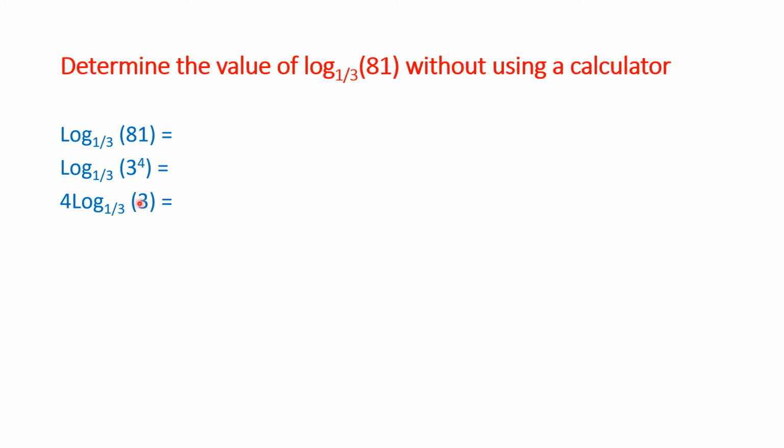Now we will take the reciprocal of the number 3, so that will be 4 log to the base 1/3 of 1/3. Because we took the reciprocal, then we have to raise this to the power -1. So this will be 1/3 raised to the power -1. Now we can also take -1 to the left multiplied by log. So it will be -4 log to the base 1/3 of 1/3. And that will give us the answer, which is -4.